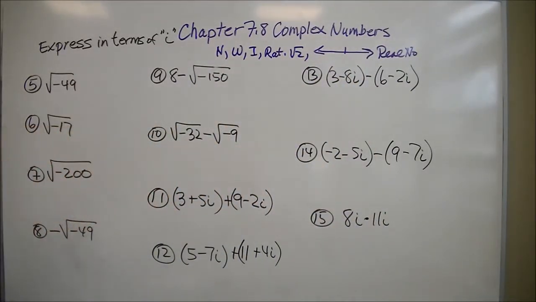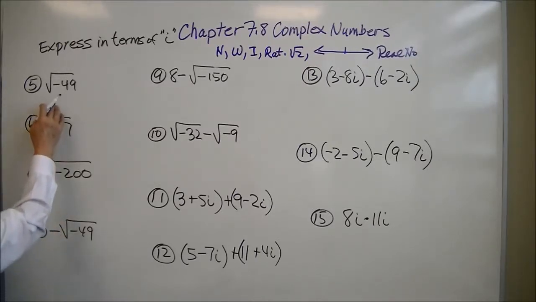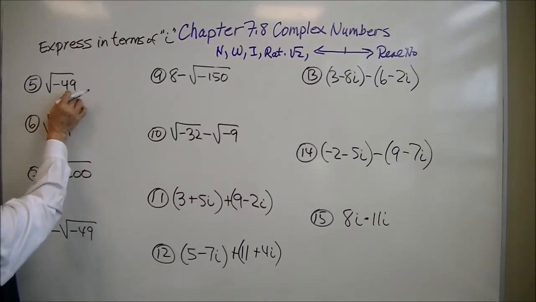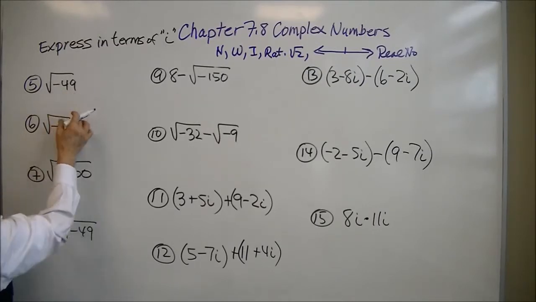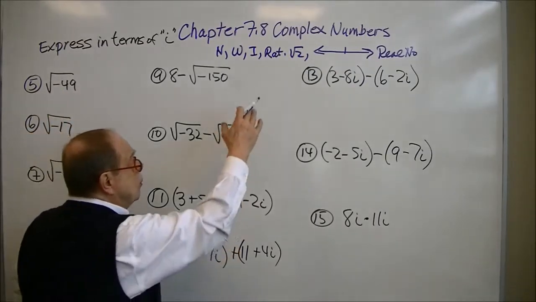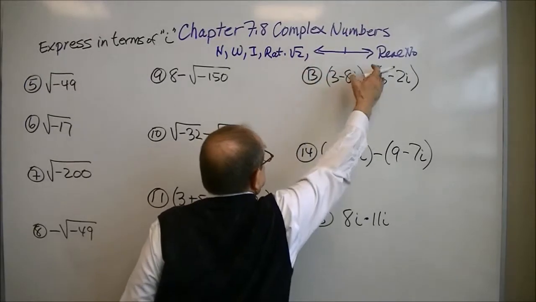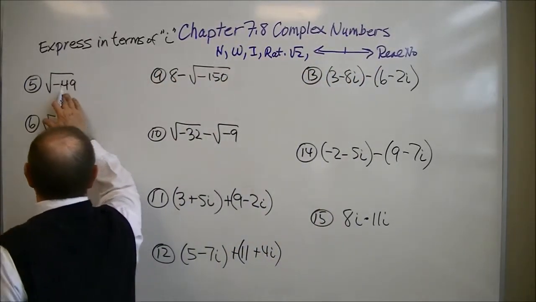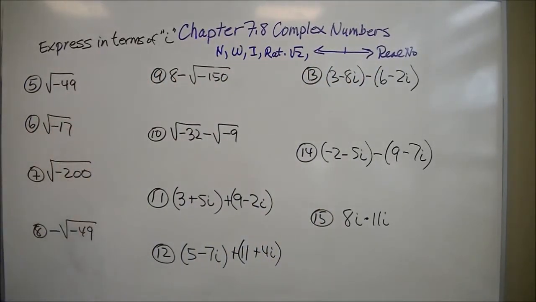But then we get to a case where we have something like number 5. As we look at number 5, it's the square root of negative 49. And there are no real numbers that will actually make this. So in the past, whenever we had something like this, we would say, there's no real number solution for this.